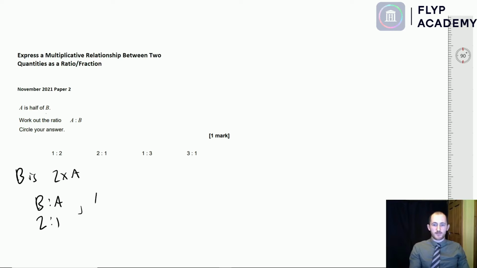So if you were to write this A to B, all you do is flip it round, it's 1 to 2. So the answer would be this one, okay? So if one quantity is twice another, it's in a ratio of 2 to 1. If it's 3 times another, it's 3 to 1, and so on. Okay?